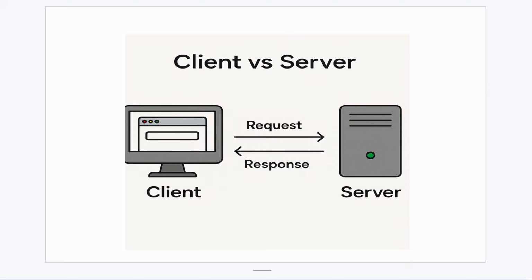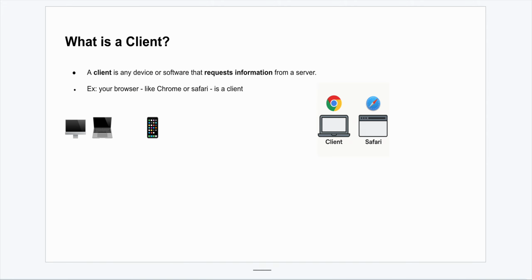What is a client? A client is anything that requests information from another computer, usually called a server. Your browser, like Chrome or Safari, is a client. Even your phone or smart TV can be a client.